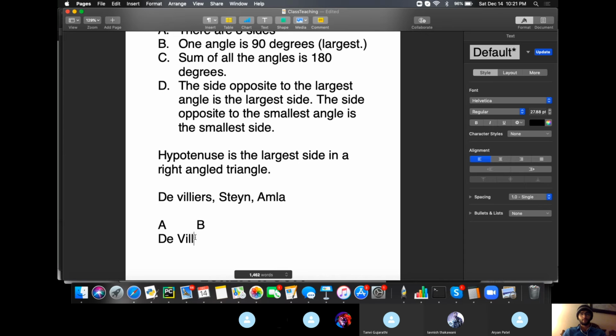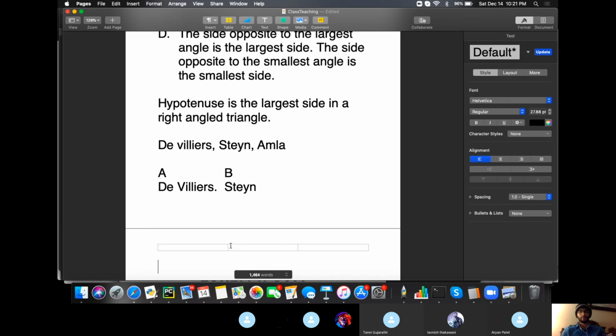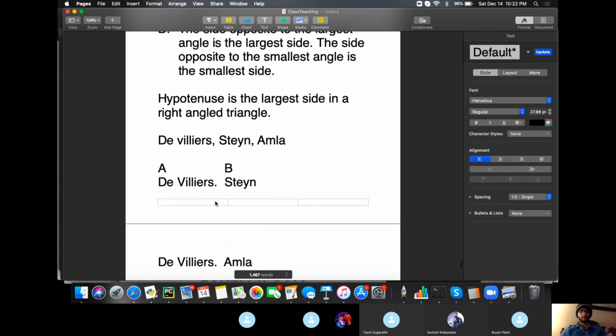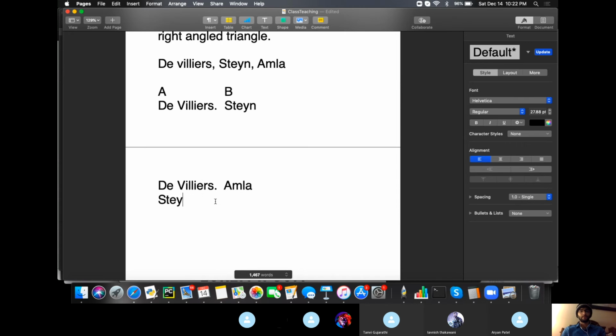We can have De Villiers here, and we can have Stein here. We can have De Villiers here and Amla here. Then we can have Stein here and we can have Amla here. Okay. So these are the first 3 things that you can get. Now what you can do is just reverse the order of everything.